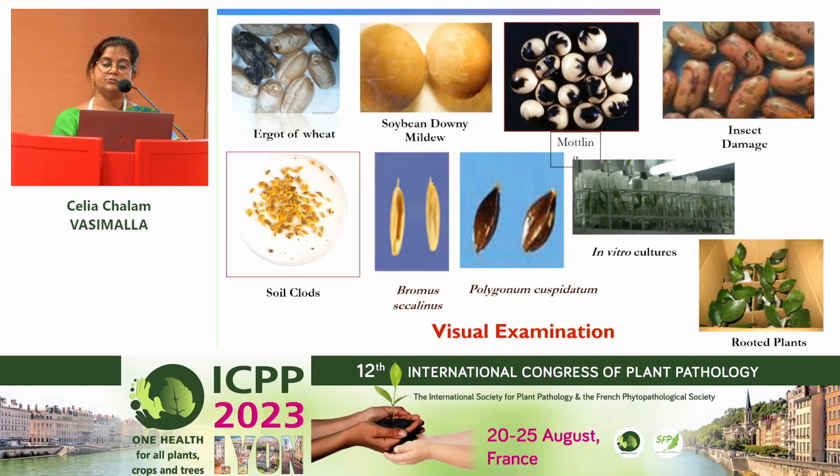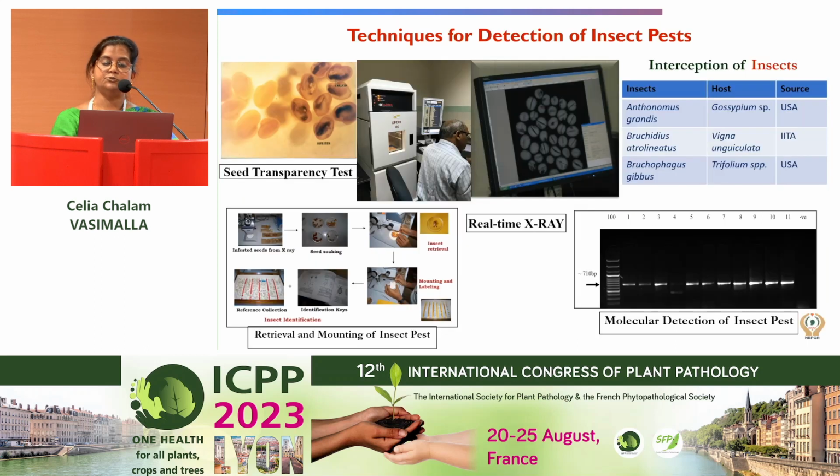And all the weeds, soil, everything is removed, and then it goes for specialized tests. Like for insects, we have the X-ray radiography. The seeds look absolutely healthy, but when you expose them to the X-ray, I don't know whether you can see the dots here, they are the hidden infestation of bruchids and chalcids. And also we use the molecular techniques, and some of the interceptions are given here.